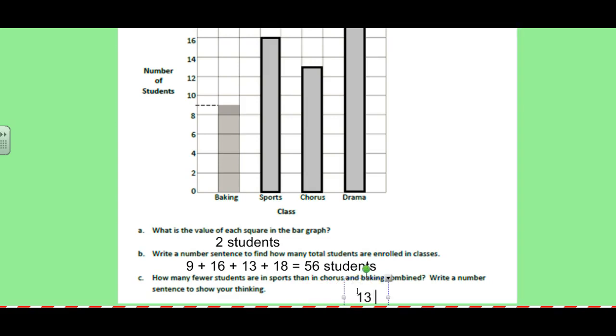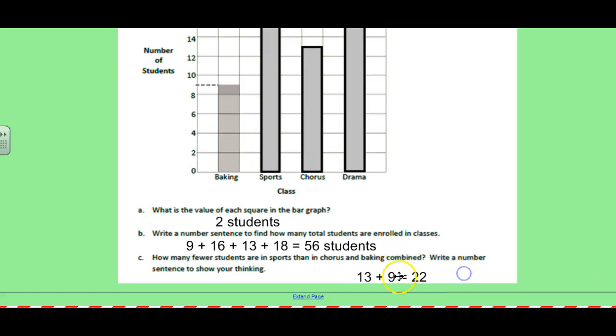So chorus was 13 and baking was 9. So you need to add 13 plus 9 to see how many students were in that combined. So do that now on your paper. Okay, so we know that 13 plus 9 is 22. So chorus and baking together had 22 students.